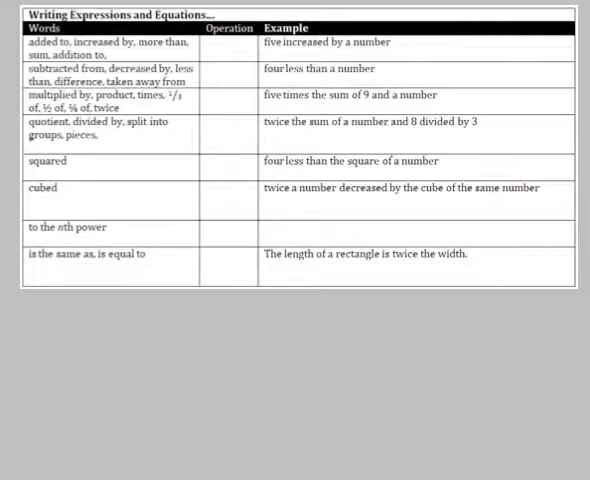So we need to know added to, increase by, more than, some, in addition to is addition, plus. Subtracted from, so you're going to minus those. 4 less than a number is a minus. So right here I should have done 5 increased by a number. We're going to let x equal a number. 4 less than a number, that one's a little tricky. It's going to be x minus 4 in that order.